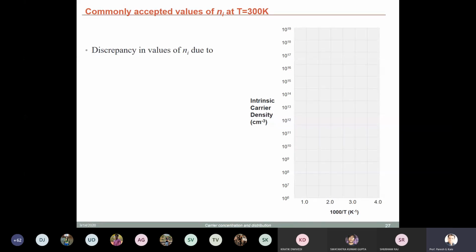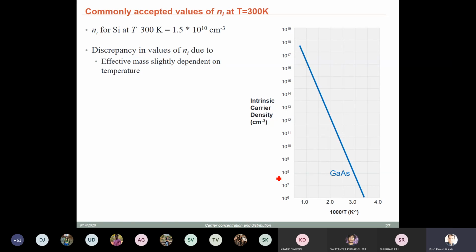Now here the Ni value will have some discrepancy between the theoretical and the practical values, and it is happening because Ni depends on NC and NV, which depend on the mass of the carriers. These effective masses are basically dependent on temperature. Normally we neglect it for basic calculations, so this dependency is going to creep in.